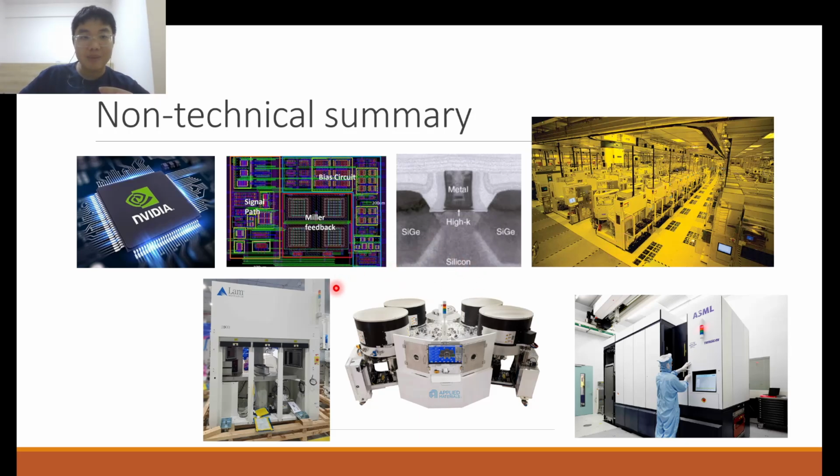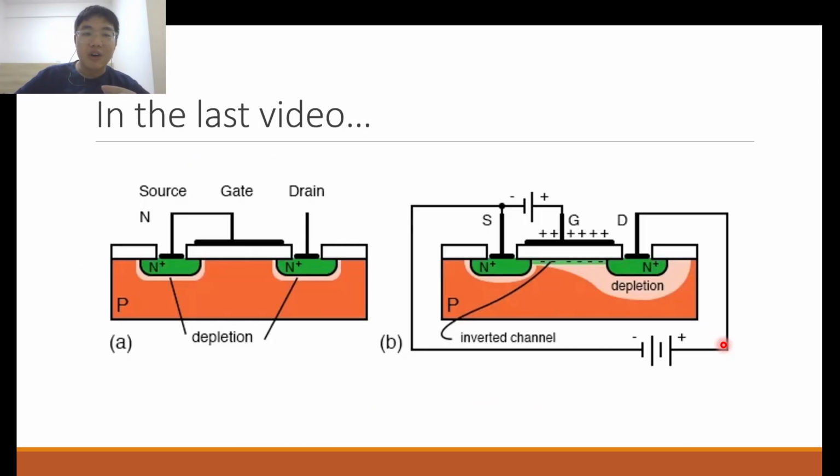And different companies make different machines. So you may have heard about companies like Lam Research, Applied Materials, and ASML, a very famous company in the semiconductor industry. These are companies that make the equipment used to make every single computer chip that you find in your smartphone, in your computer, and even in your washing machine. Okay, so that's the end of the non-technical summary.